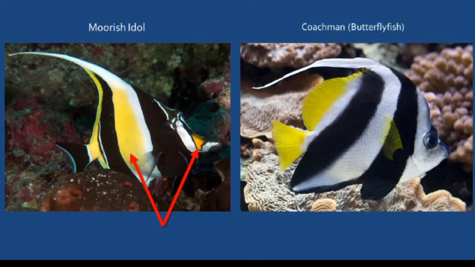But I'm going to help you look for those key characteristics again. So having a look at our Moorish idol, again, that really distinct yellow saddle on the body, on the snout, we can see on our coachman that is missing. So the butterfly fish does not have that yellow saddle. Also with the Moorish idol, we can see there's this watercolor-looking yellow coloration on its body. Again, the butterfly fish does not have that.